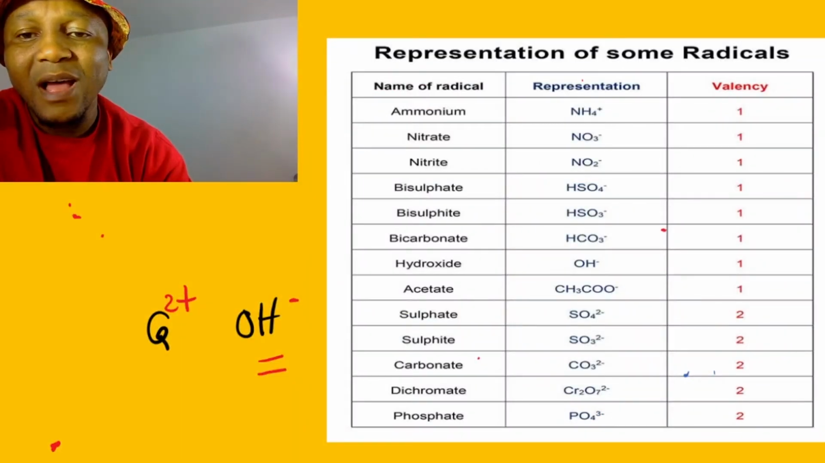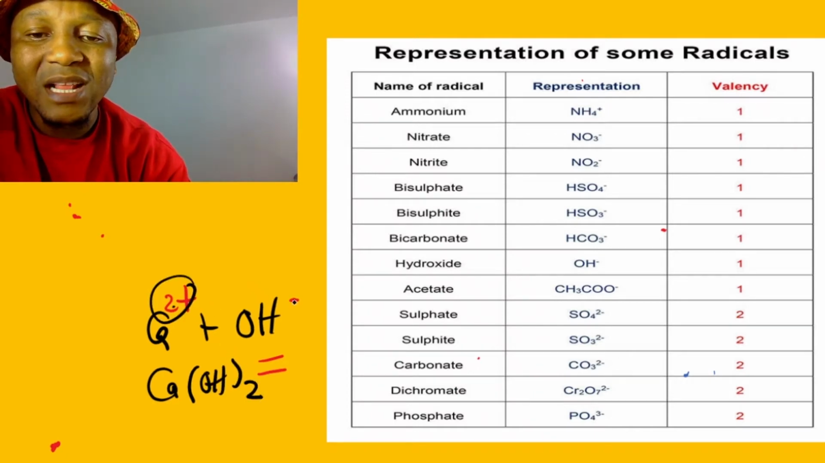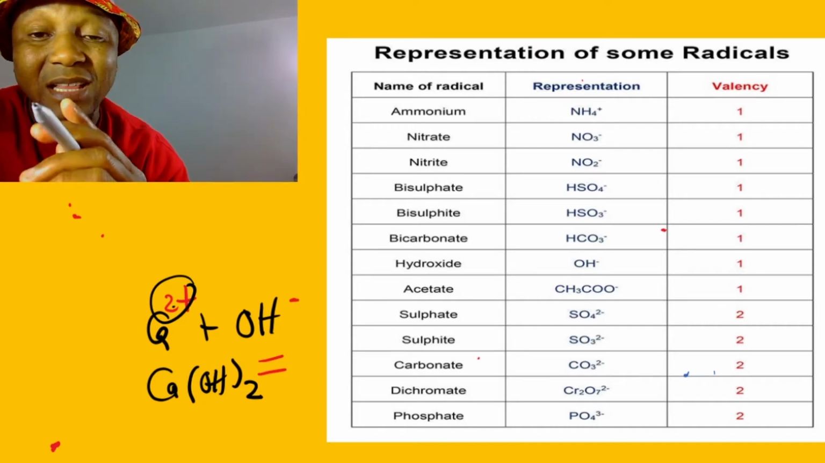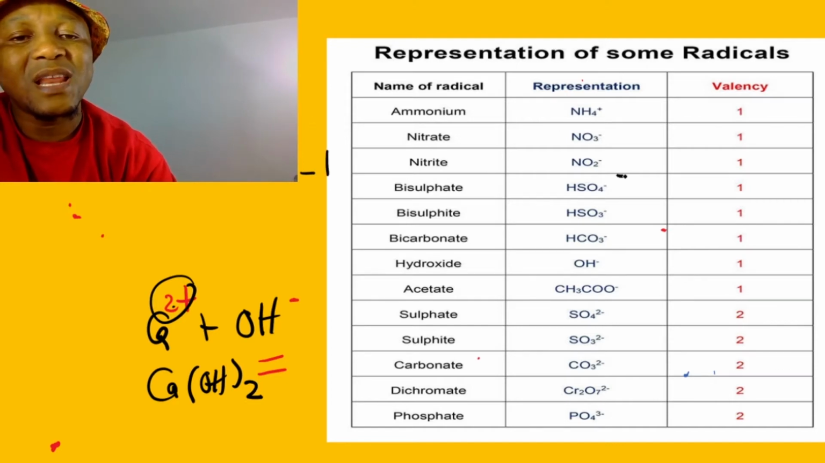So now, if I had to react these two here, what am I going to do? Let's marry them together. It's going to be calcium hydroxide. I take this valence here, put it below, and take this one, but I don't involve the sign, whether it's positive or negative. Take these two here, and remember, if somebody says negative, it means it's negative 1.